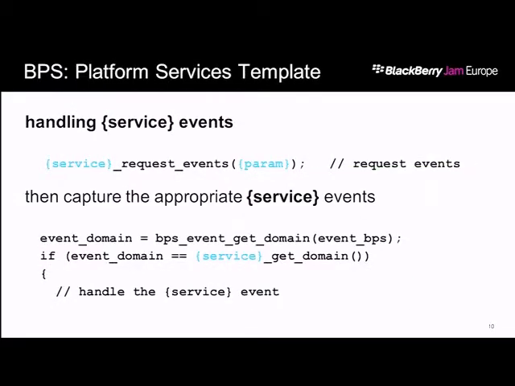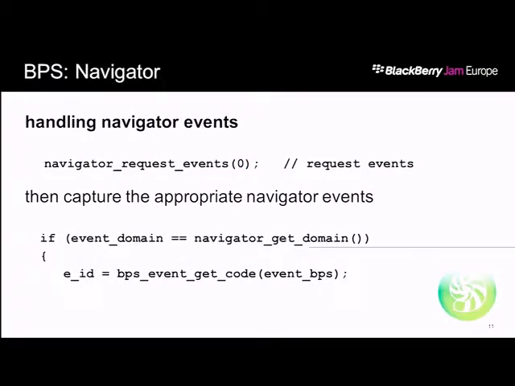When you handle a certain type of service, you have to request those events to be pushed to your event queue. Then when you get the domain, you can check to see whether it is the specific service you're looking for. If it is, you can then process that event. So very, very easy stuff. For the navigator, of course, you just call navigator request events. Then the events start getting pushed. When you get a navigator domain, you can go ahead and process these.